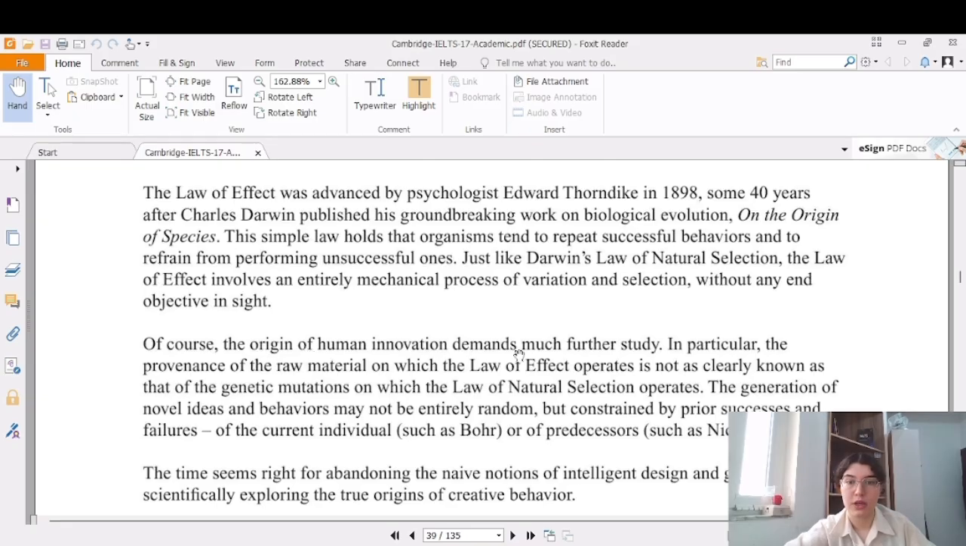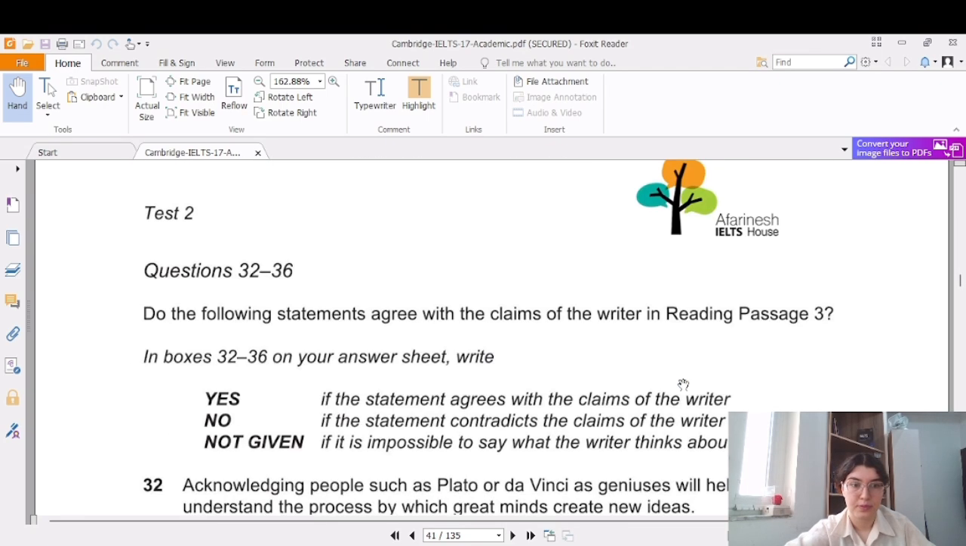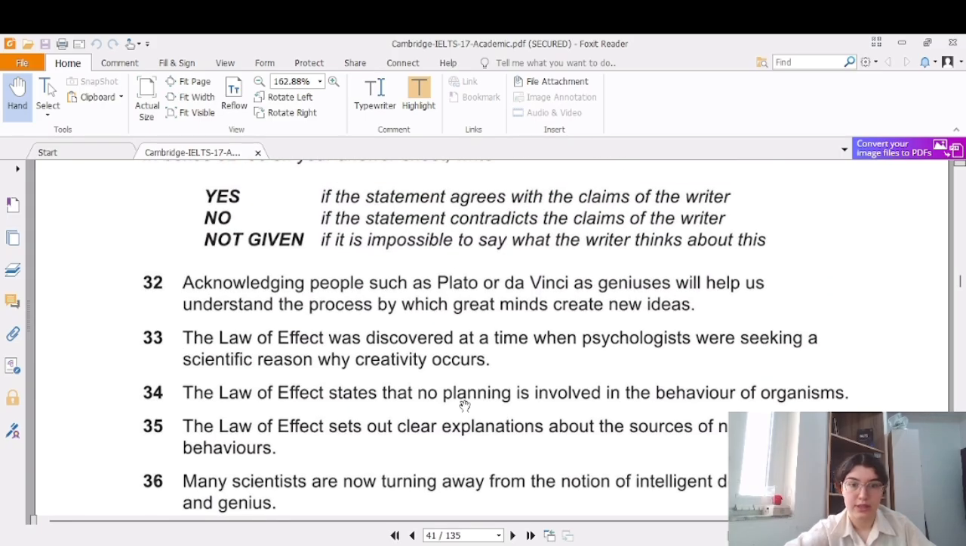The origin of human innovation demands much further study, in particular the provenance of the raw material on which the law of effect operates is not as clearly known as genetic mutations, on which the law of natural selection operates. 34 states that no planning is involved in the behavior of organisms. It would be yes, because it said that there is no objective. It's just variation and selection. So the answer to 34 would be yes.